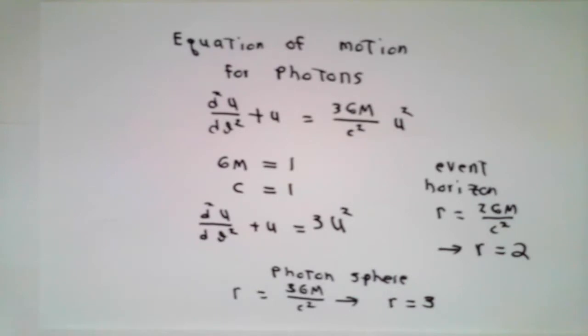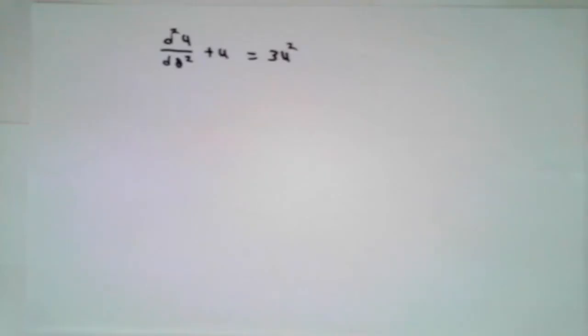Later, when I draw pictures of the paths of photons, I'm actually going to include a rough picture of r equals 2 and also r equals 3. When we get inside r equals 2, that means we've fallen into the black hole. Now, of course, a second-order differential equation of this type generally has a two-parameter family of solutions. I'm going to have to supply two additional facts in order to get a specific solution out of this.